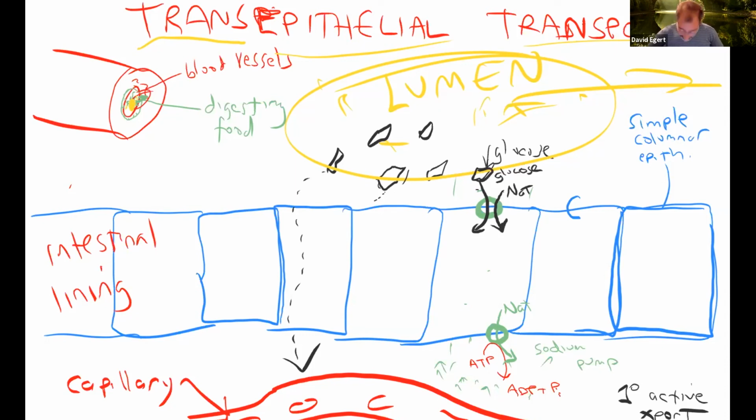Sodium, again, I tend to personify these molecules, even though they're not alive. They don't have wants and desires, but you can think of it like the sodium wants to come in because there's this gradient. So the sodium wants to come in, but it can only come in if it drags a glucose along with it. So this is what I was talking about with the idea of secondary active transport.